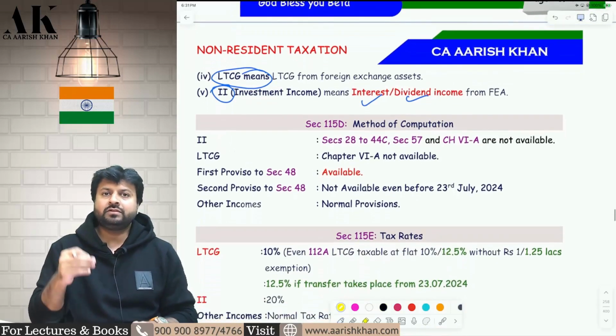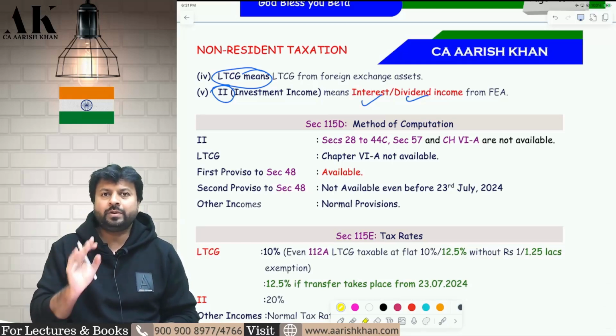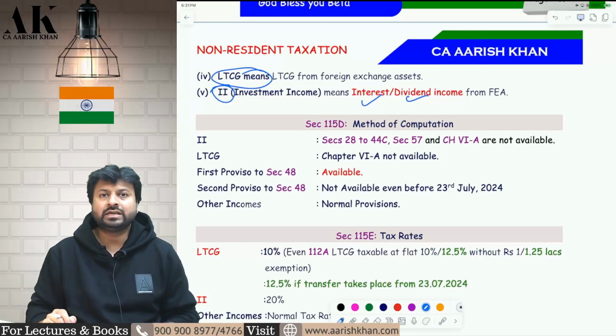Now this chapter is optional. If you want to come in this chapter, come. If you don't want to come in this chapter, don't come. That is absolutely your choice. Nobody is forcing you to come to this chapter. Now once you come under this chapter, how will you compute the income?